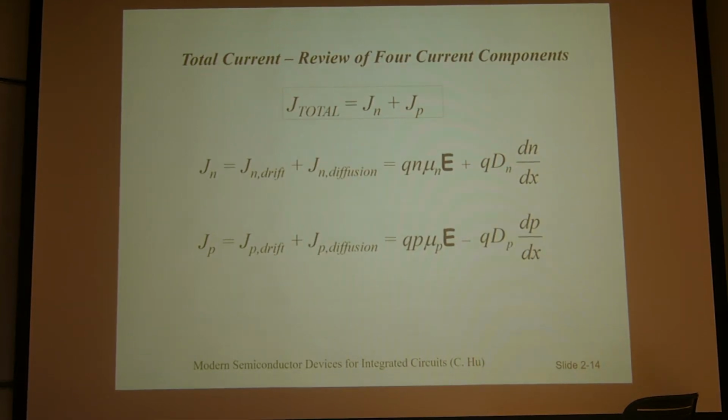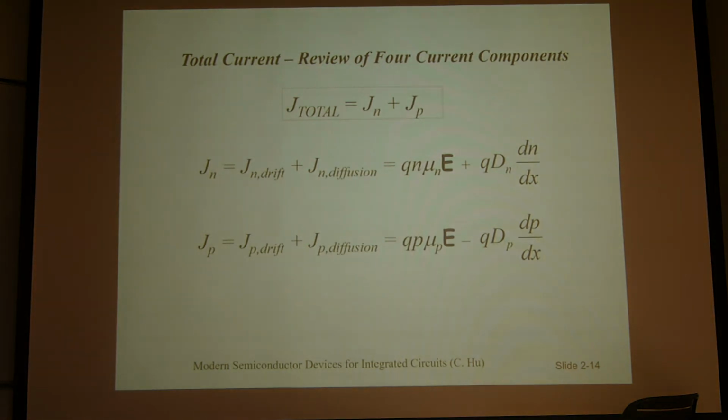Let's have a summary. In the semiconductor, eventually we'll have two types of mechanisms for the carriers to move. One is drift, one is diffusion. And also we have two kinds of carrier, electron and hole. Of course, if you dope with one type of doping, then you will have one majority carrier, one minority carrier, and the majority one will dominate.